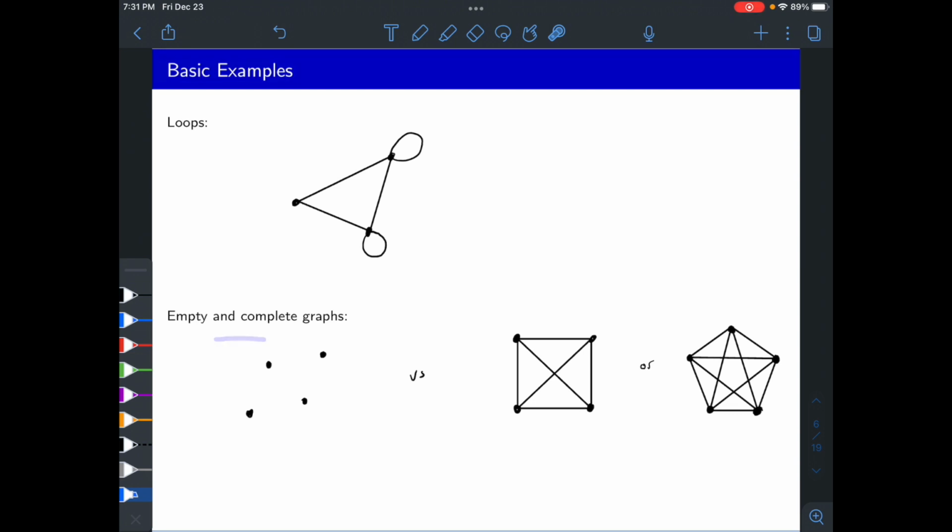Anyway, empty and complete graphs. These are complete graphs over here. These are empty graphs. It's empty because it doesn't have any edges in it, so there are just vertices. There aren't any edges connecting the vertices. In terms of connected and disconnected, the empty graphs are extremely disconnected graphs, right? Unless there's only one vertex. As long as there are multiple vertices and no edges, it's going to be disconnected. It's empty.